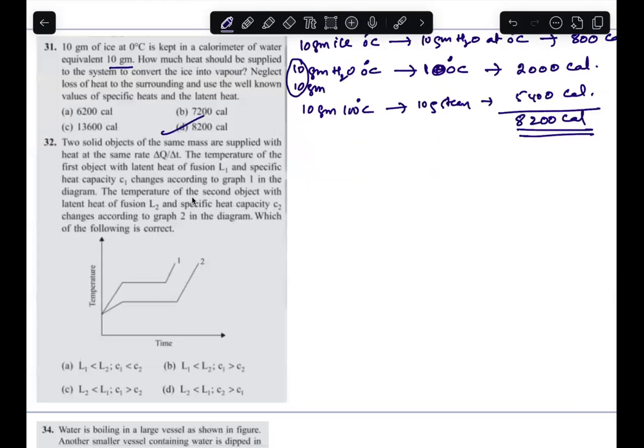See, two solid objects of the same mass are supplied with heat at the same rate. The temperature of the first object with the latent heat of fusion L1 and specific heat capacity C1 changes according to the graph 1. Note that, require a different color for this.